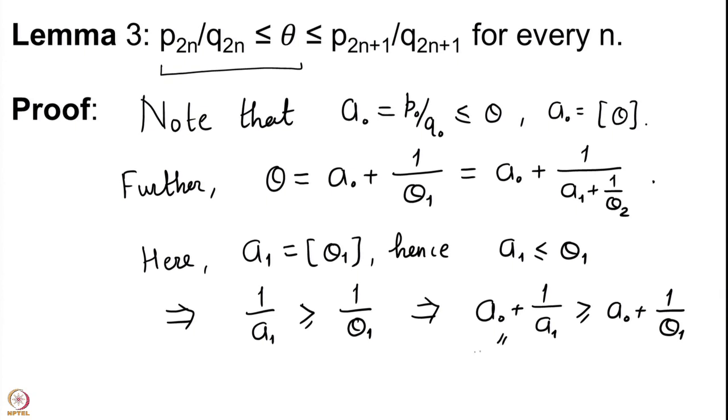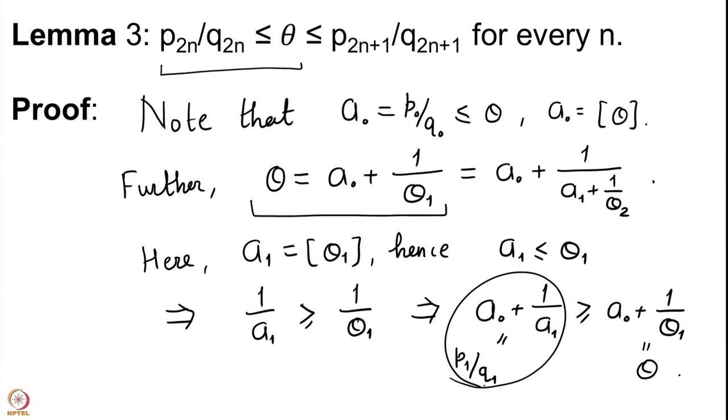But this side we have p1 upon q1, and this side is nothing but theta. This is theta and this is p1 by q1, and this is our first convergent. This is our 0th convergent, a0, which is p0 by q0, that is the 0th convergent, that is less than or equal to theta. The first convergent is now bigger than or equal to theta. So, we have proved both the sides of this inequality for n equal to 0.